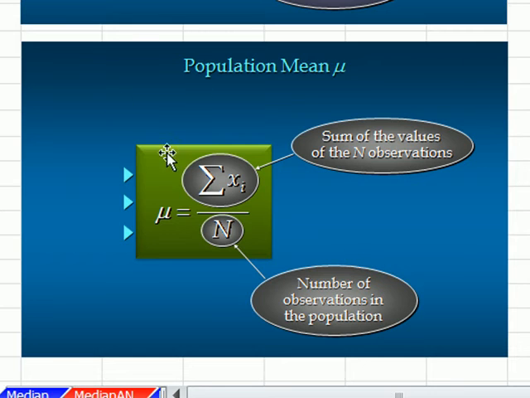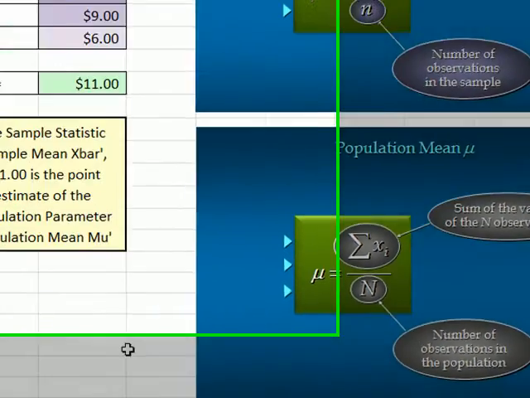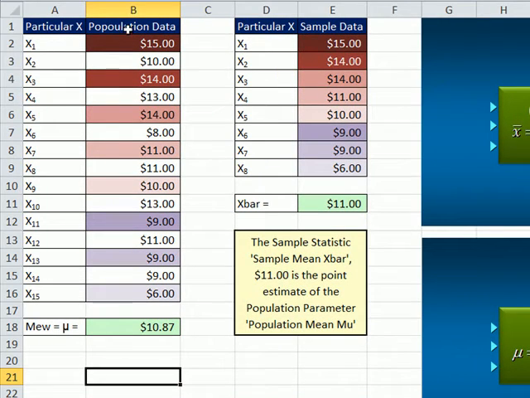Down here, same formula, just different notation. Mu equals sigma x sub i, divided by big N. That means we're getting all the data from the population. So mu, all of the items. This is a small example right here. We calculate 10.87. We pulled out just some of them. We did a little sample, and we calculated X bar at 11 bucks. So the sample statistic, sample mean X bar, 11 bucks, is the point estimate of the population parameter, population mean mu.